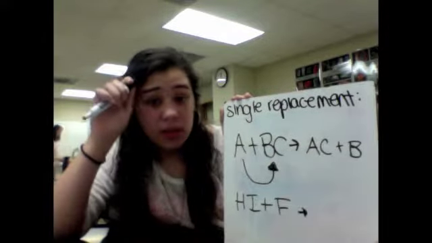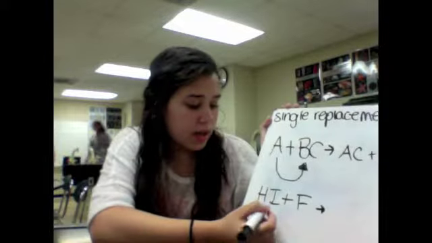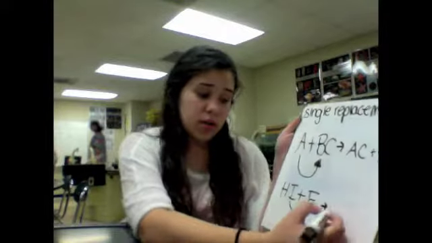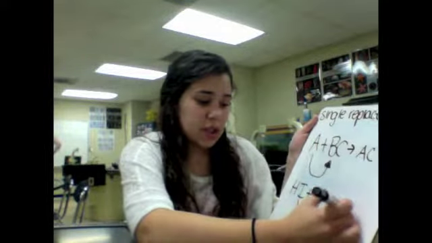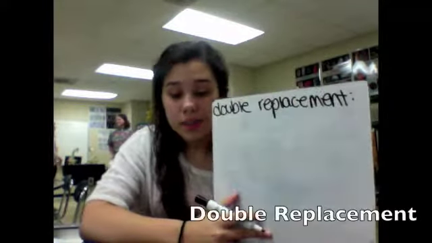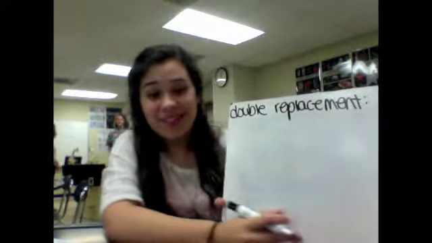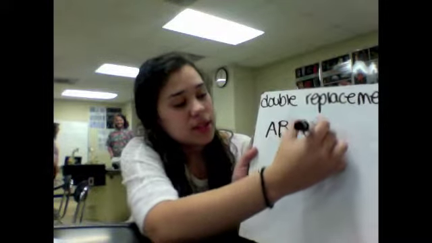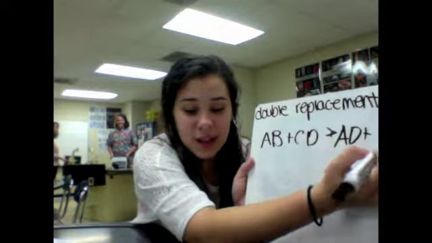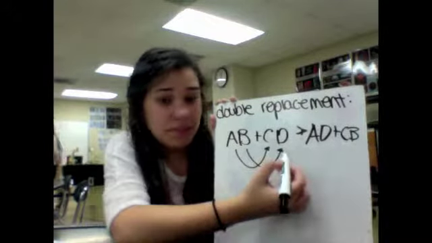When finding out if an element replaces another, you have to refer to the activity series. So I replaces F. So your product would be HF plus I2. Double replacement, you will have a compound plus a compound yields to a compound plus a compound. AB plus CD yields to AD plus CB. A replaces C and B replaces D.